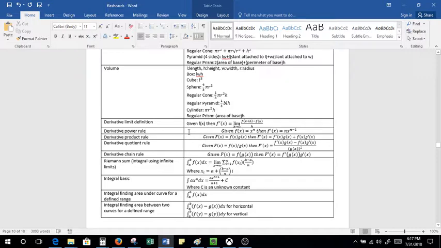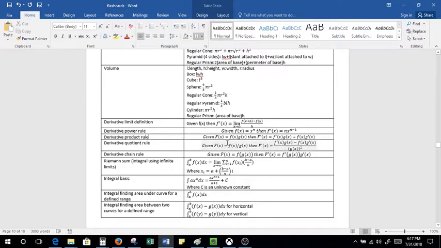So, the power rule. The power rule is simply that you subtract 1 from the power and multiply whatever that power used to be in front. So if we had x to the n, we multiply by n and then we reduce n by 1.